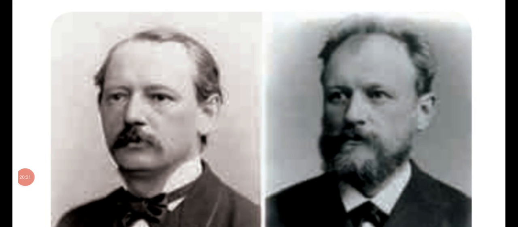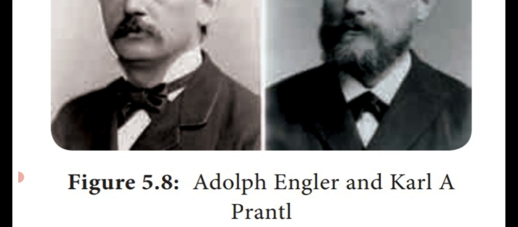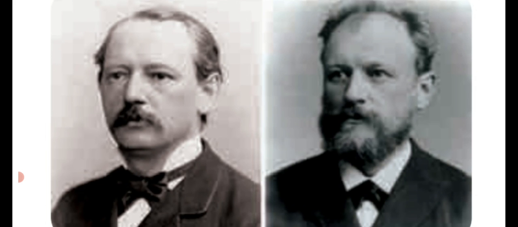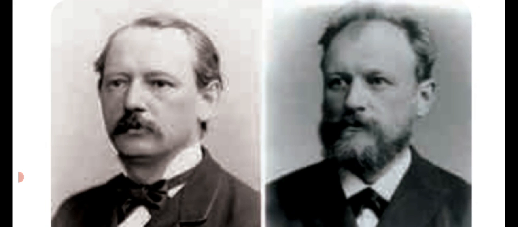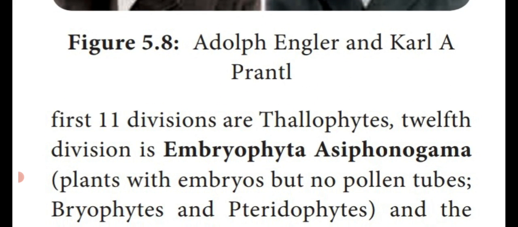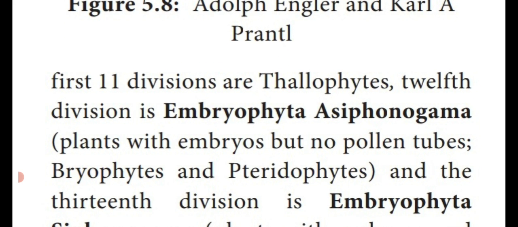Dear students, see the picture. The first one is Adolf Engler, German botanist. The second one, Karl A. Prantl, was also a German botanist. So they divided the entire plant kingdom into 13 divisions. The first 11 divisions are known as Thallophytes. What are Thallophytes? Non-flowering plants, isn't it? The 12th division is known as Embryophyta Asiphonogama.